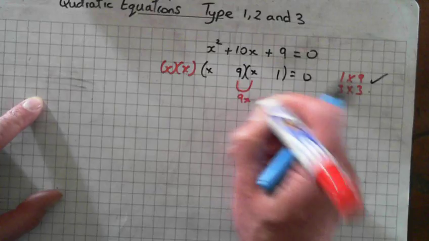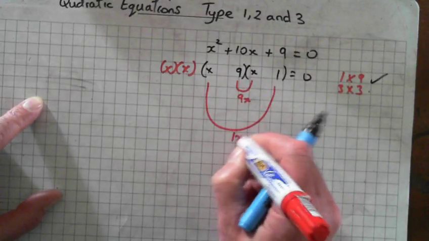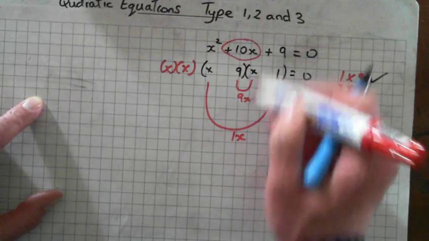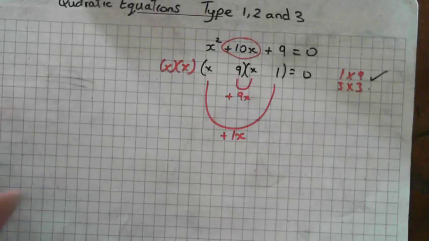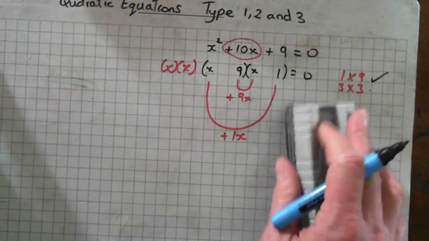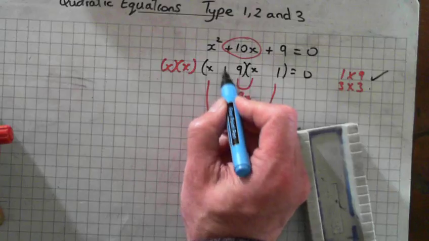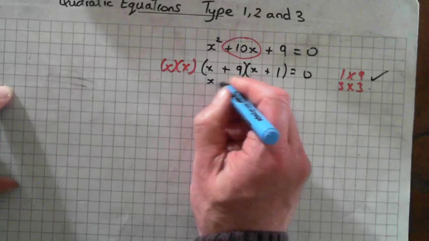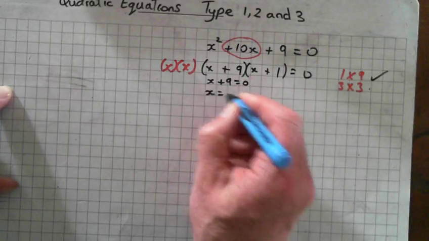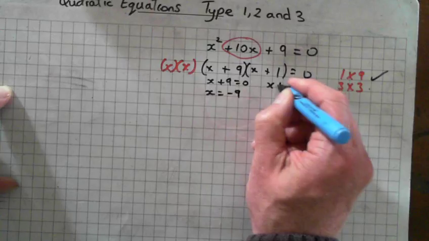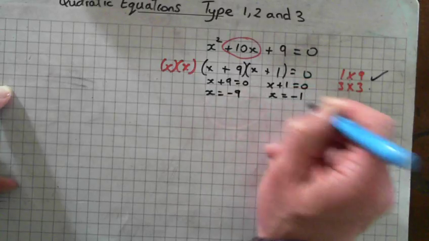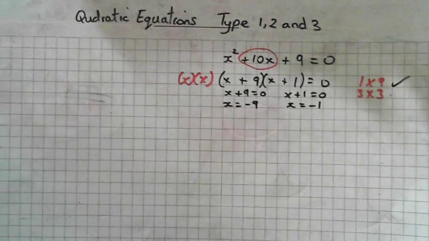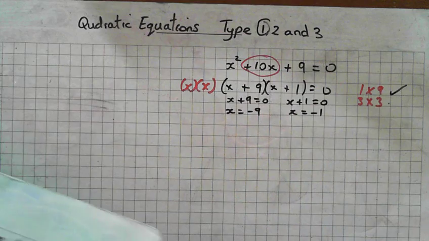9 times x is 9x, 1 times x is 1x. How do we get 10x? 9 plus 1 gives me 10, isn't it? So the top sign goes left, the bottom sign goes right. There you go: x plus 9 is equal to 0, x is equal to minus 9, and x plus 1 is equal to 0, x is equal to minus 1. That's that first one done. So these are all type 1 so far, aren't they?